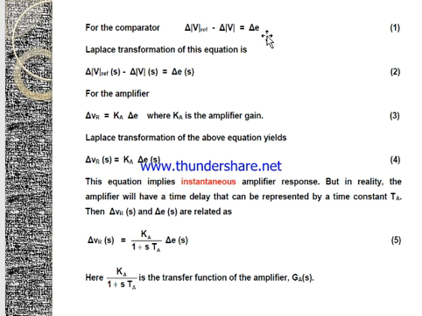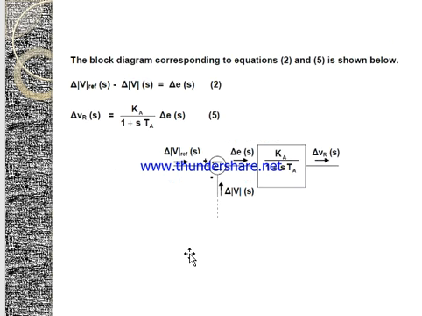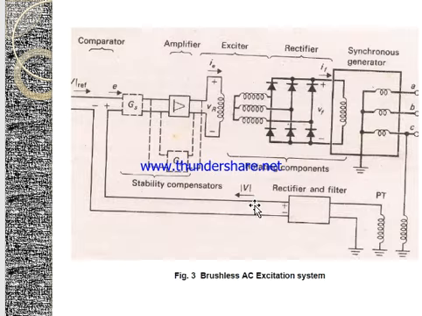Here we can see del E is equal to del V reference minus del V. Upon taking the Laplace transform, we get this. For the amplifier, we know del VR is equal to the amplifier gain times the error value. Take the Laplace transform of it also. So while substituting, we get del VR of S is equal to Ka divided by 1 plus S TA, times del V of S. Obviously Ka by 1 plus S TA is the transfer function of the amplifier. So while drawing the block diagram, we will get a block diagram like this.